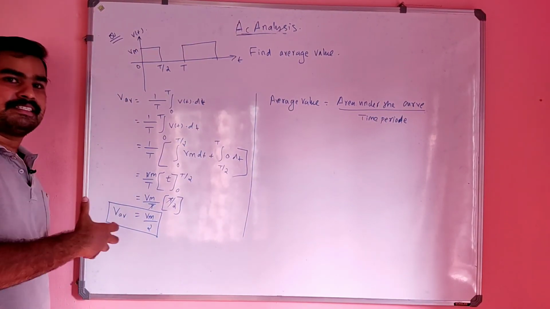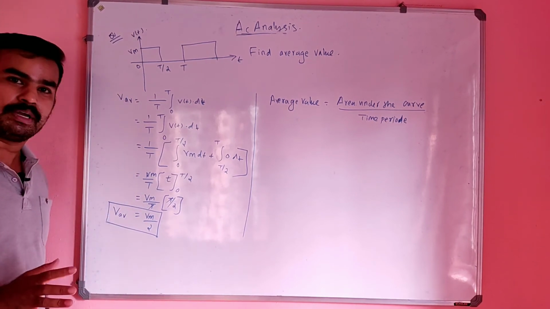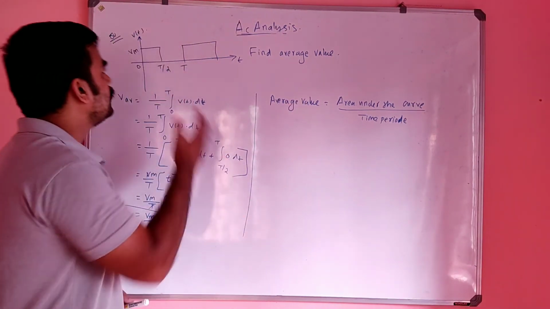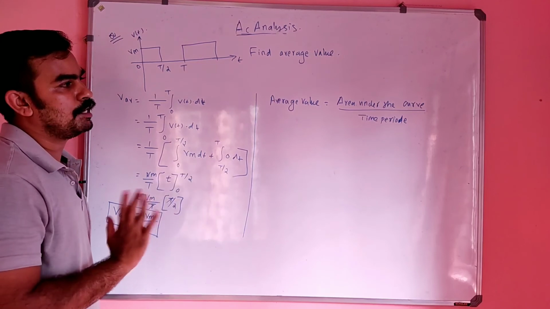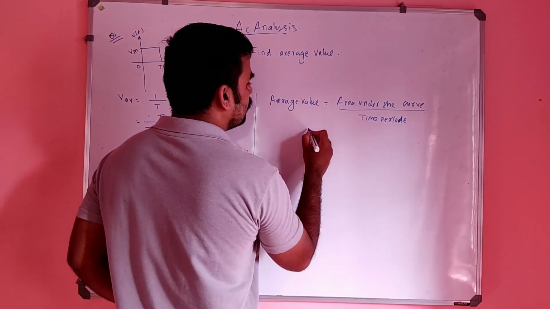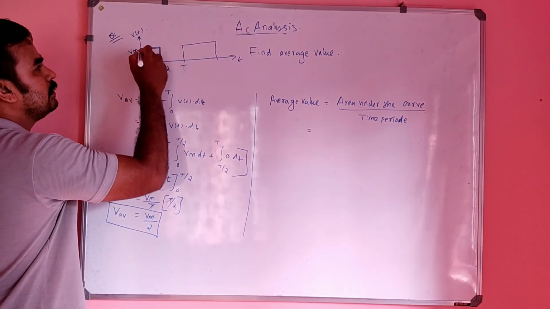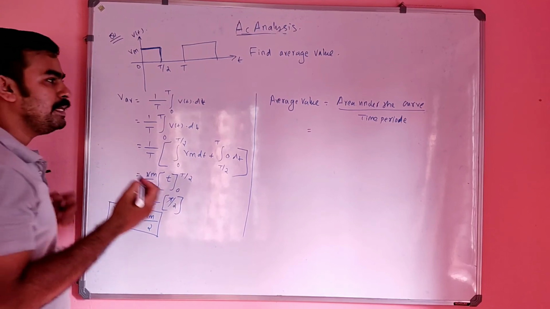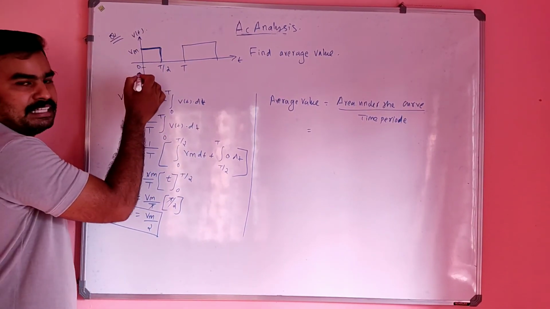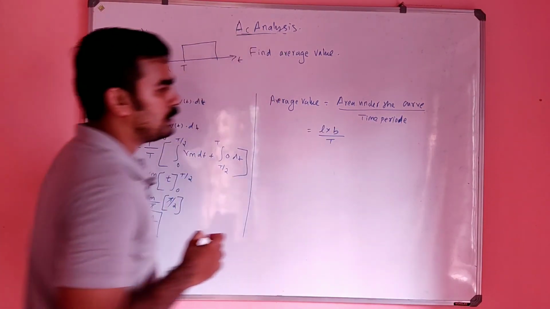I prefer always the standard equations. So average value of voltage or current is nothing but area under the curve divided by time period. Let's check whether it is correct or wrong. The area under this curve is a rectangle, so area will be length into breadth, divided by the total time period.